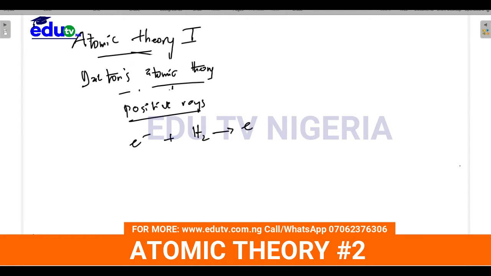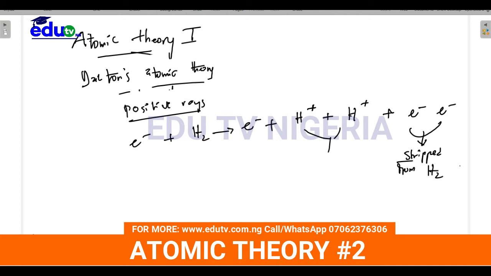So this is a schematic. These electrons were the ones stripped from hydrogen atoms. So this is the hydrogen ion.